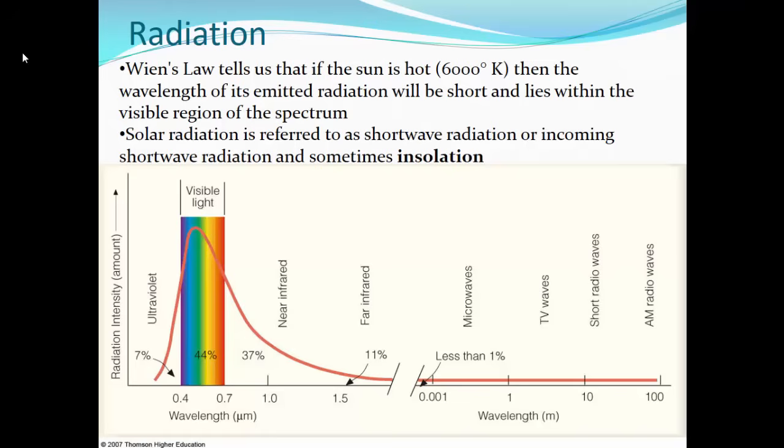That's the spectrum of visible light, starting with the purples, very close to ultraviolet, going through your blues, your greens, your yellows, your oranges, and your red, to the infrared spectrum. So that's where you get those two words, ultraviolet and infrared. The sun's maximum emission, where it emits most of its radiation, is in that visible spectrum, 44%. Then 37% in near infrared, 11% in far infrared, less than 1% for all those others that are much longer, and about 7% in that ultraviolet spectrum. So that is the sun's shortwave radiation, insolation, incoming shortwave radiation.